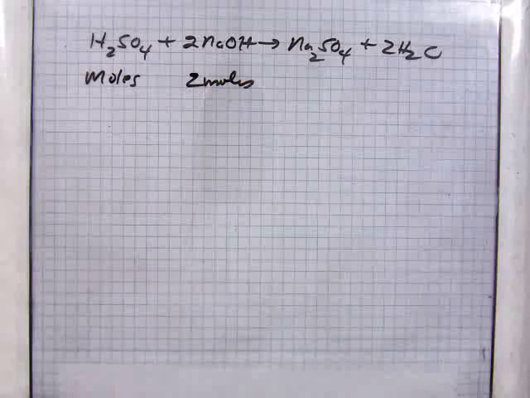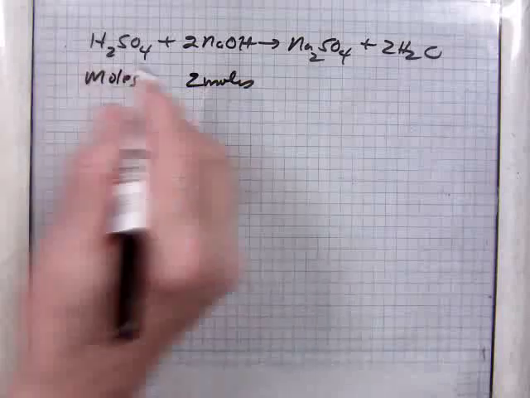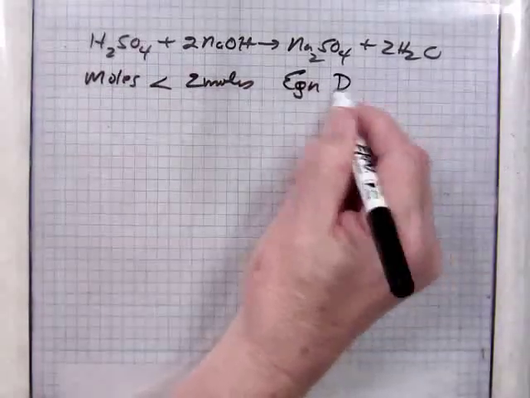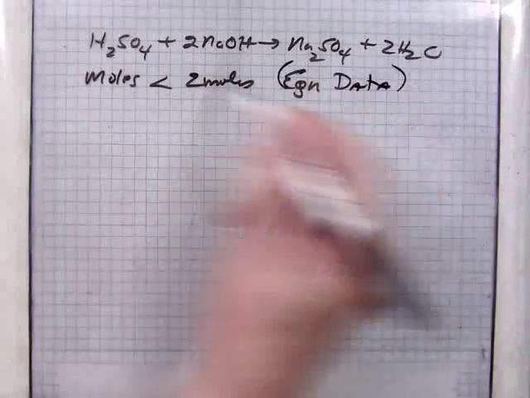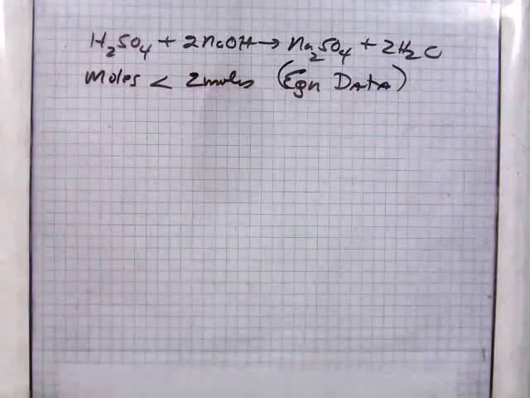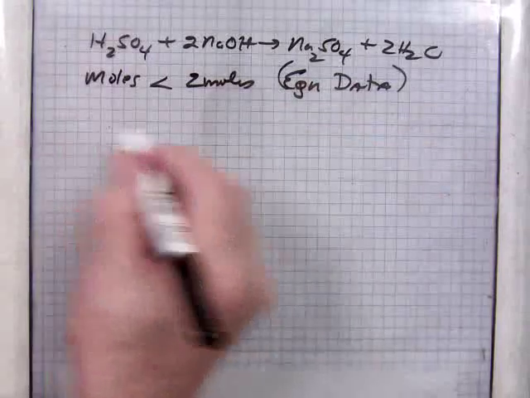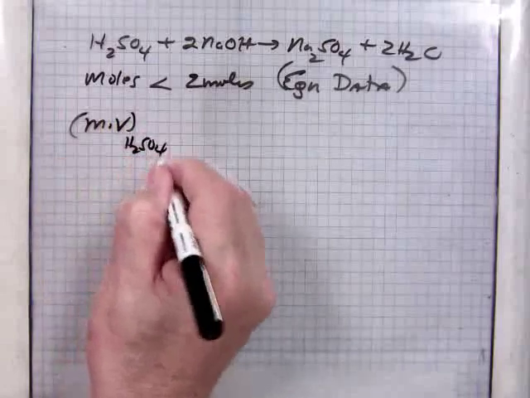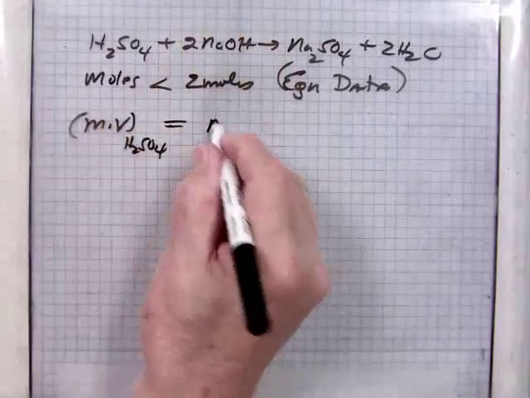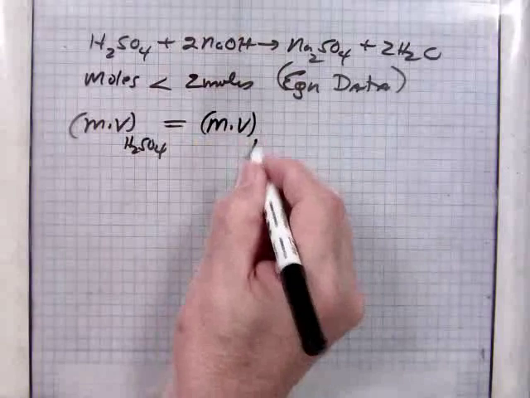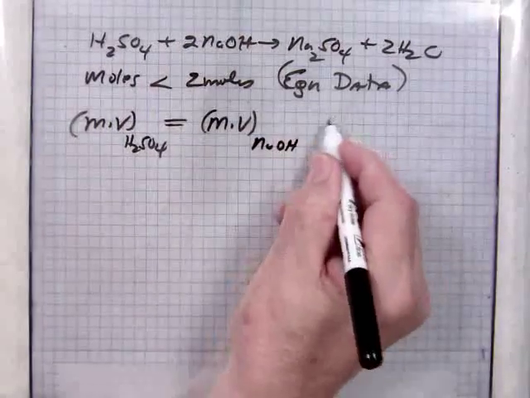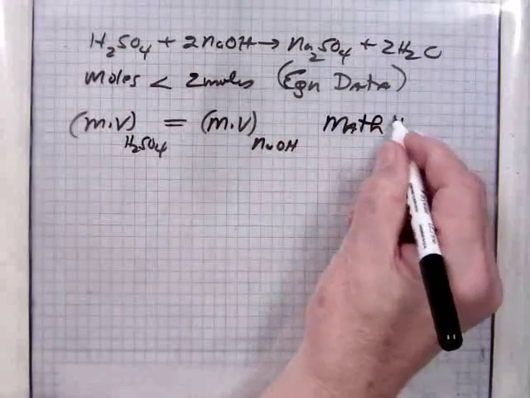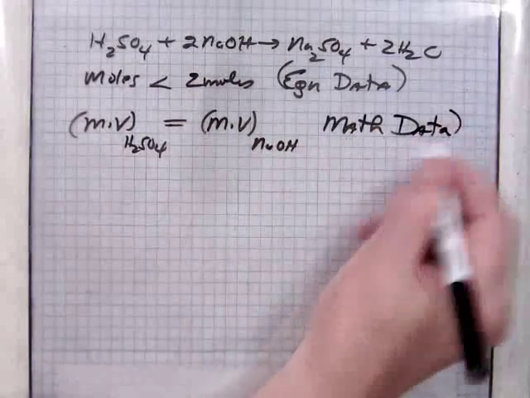Which one's larger? Well, that's 2, okay? But that's equation data. Now, to solve problems in this, what you need to do is take molarity times volume of, say, the H2SO4 and set it equal to molarity times volume of the NaOH. This is math data, math equations. From math, I know, just to categorize.